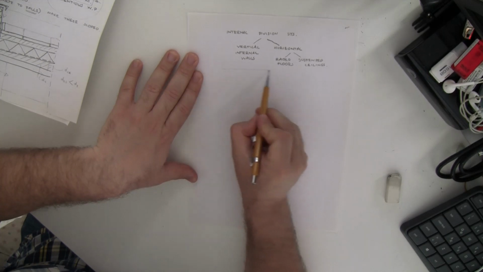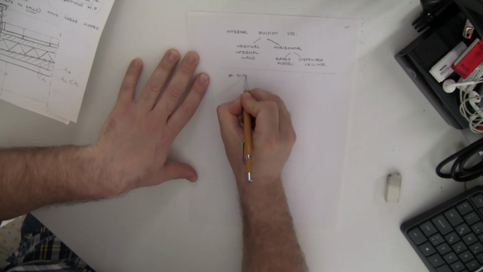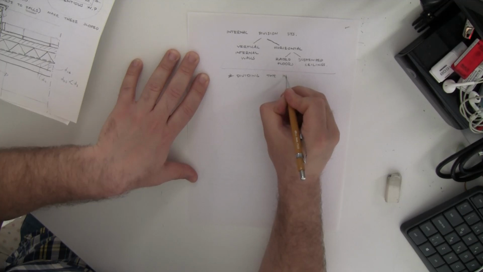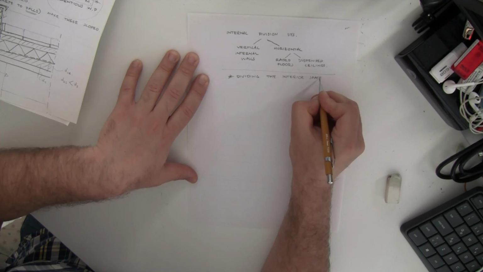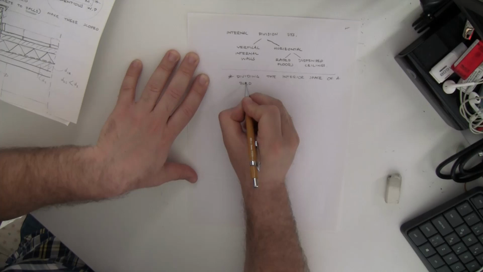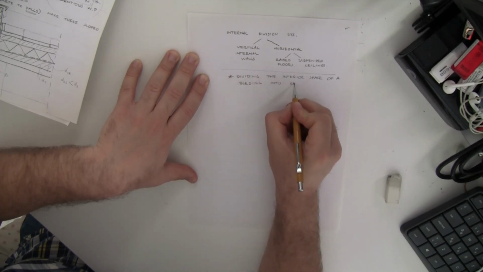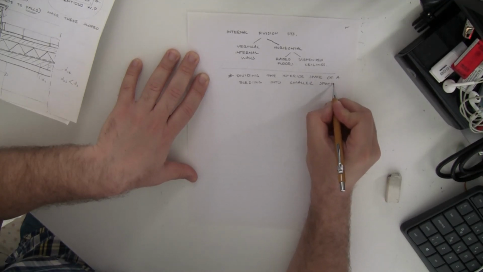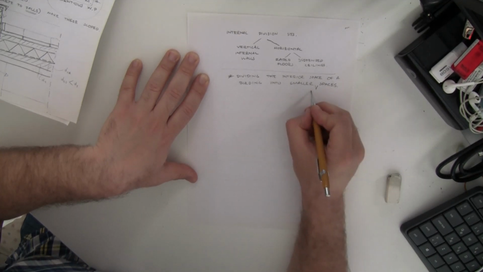What is the function of these systems? The function of it is dividing the interior space of a building into smaller spaces. Okay, I'm going to put an arrow here, internal smaller functional spaces.